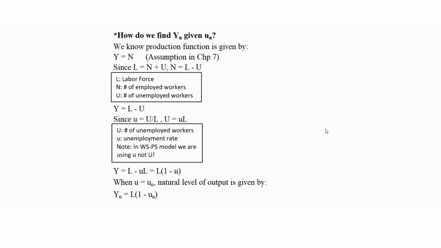So we have Y equals L minus the number of unemployed workers, which is equal to the unemployment rate times the labor force. So we get Y equals L minus uL, and then from here we can factor out an L and we get L(1 minus u). So now we have Y in terms of u. Now if we plug in u equals UN, the level of output associated with this is what is known as the natural level of output, given as YN equals L(1 minus UN).